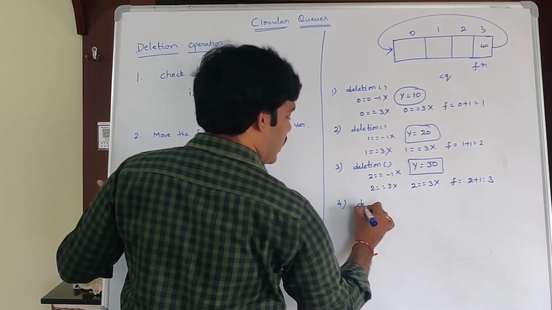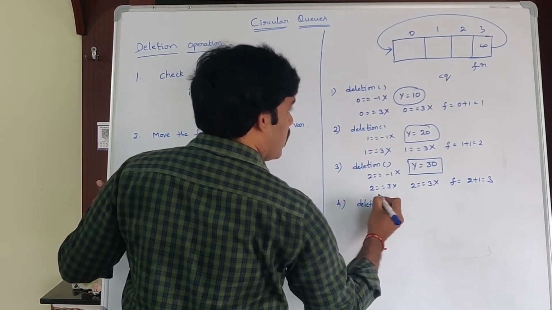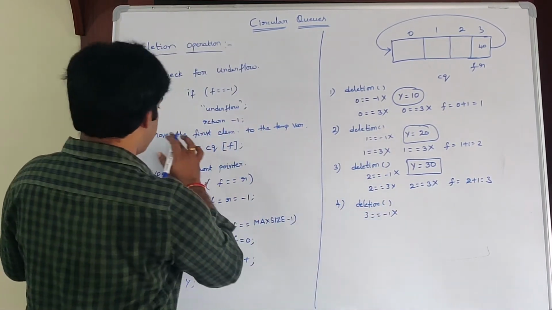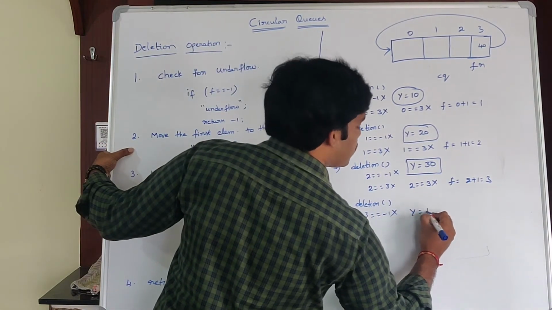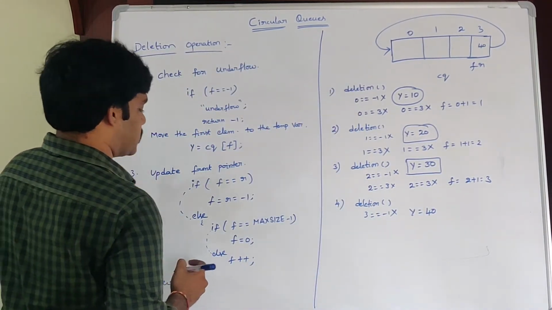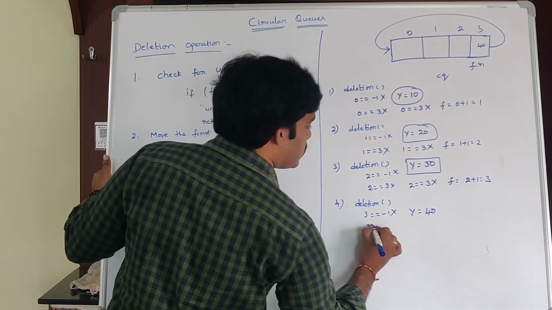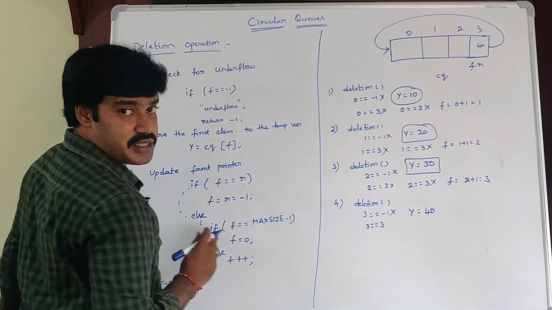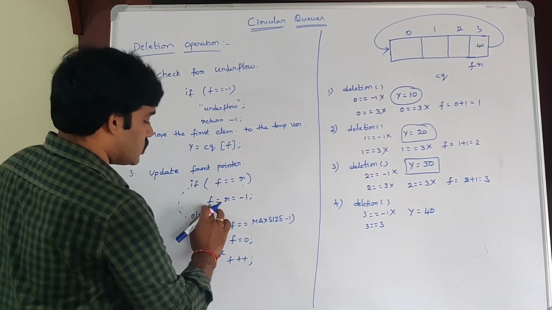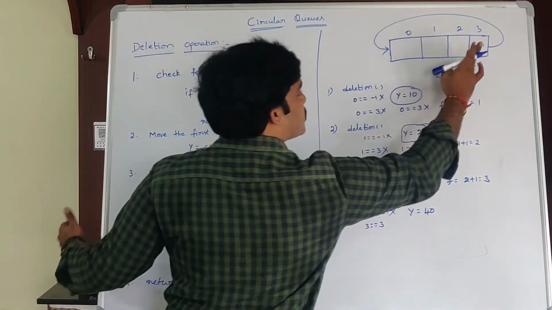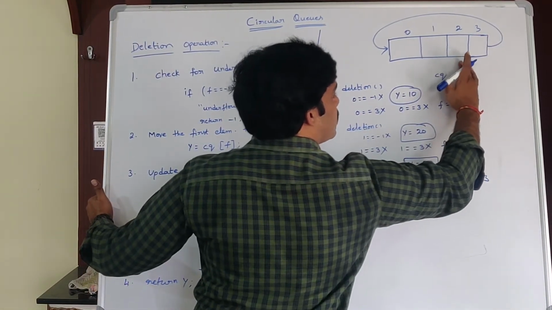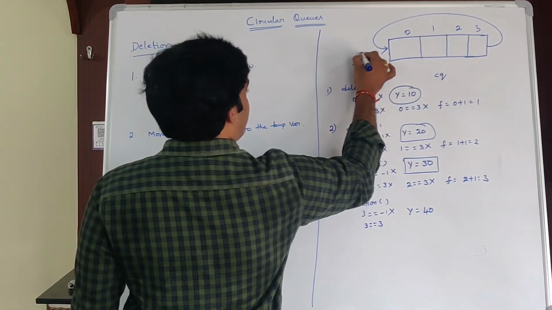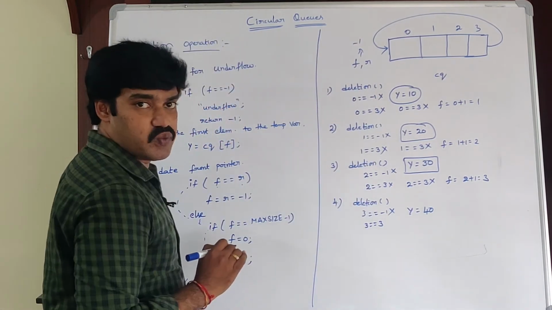Finally, the deleted element is y, that is 30. Again, next time I am calling the deletion function. Now, what is the value of F? 3 double equals to minus 1, condition is false. Next, move. That is y is equal to, now what is the element? 40. Next, how to update? Is F is equal to R? 3 double equals to 3. Yes. F value is 3 and R value is 3. Condition is true. So, F is equal to R is equal to minus 1. That means after deleting this element, circular Q data structure is empty. Then reset them to which one? Minus 1. F is equal to R is equal to minus 1.